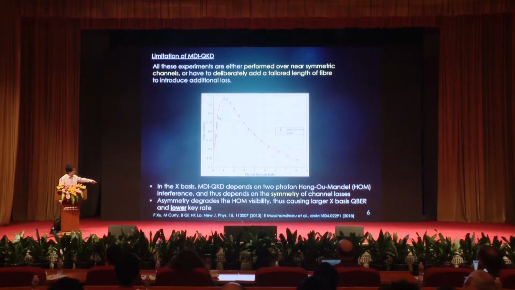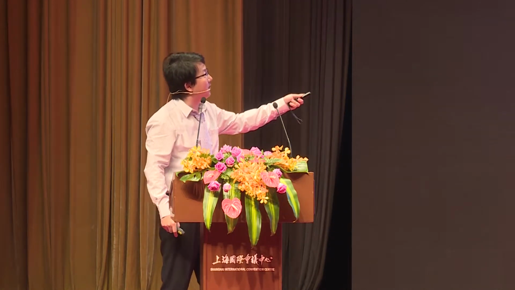If there is an asymmetry of the channels, then after the attenuation, the arrival intensities will be mismatching, and that would degrade the HOM visibility, thus causing a larger QBER in the X basis and a lower key rate. For instance, from this plot we excerpted from the reference below, we can see that the visibility is the best when the photon number ratio is matching at the receiving end of Charlie. And then as it deviates from this value, the visibility will drop, causing the key rate to drop as well because of higher QBER.